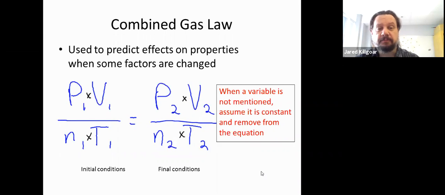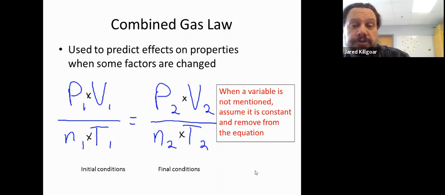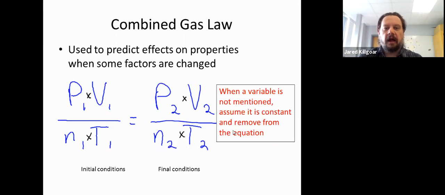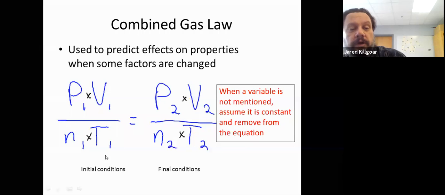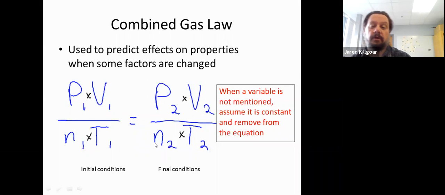I like to teach it like this because this actually has all of the gas laws in it. So this is the only one you have to really use if you understand it in a certain way. And we'll talk about why as well next class. But when a variable is not mentioned, we assume it to be constant and we remove it from the equation. Okay. So for instance, if moles are constant, we remove N from the equation. So I'll talk about that in a moment.